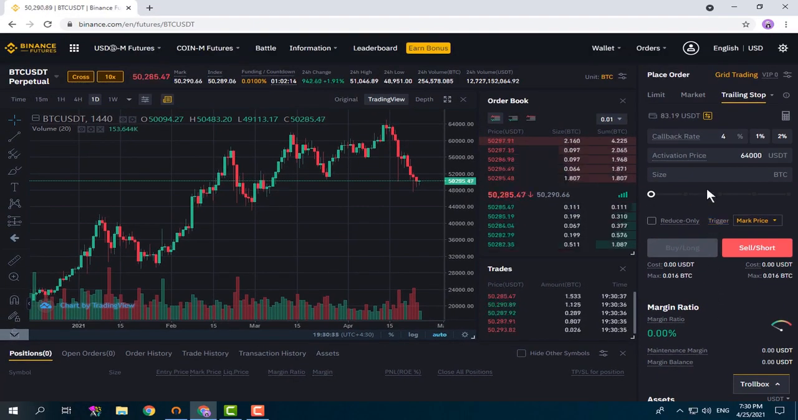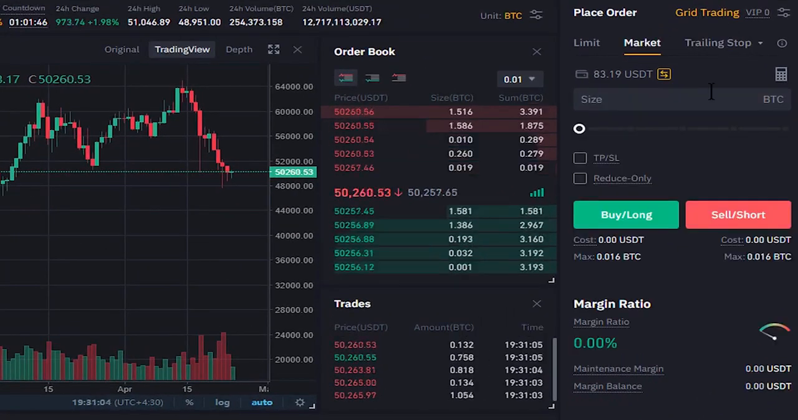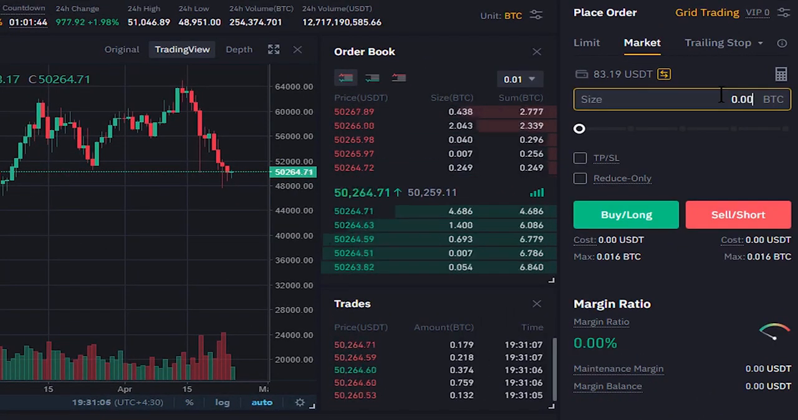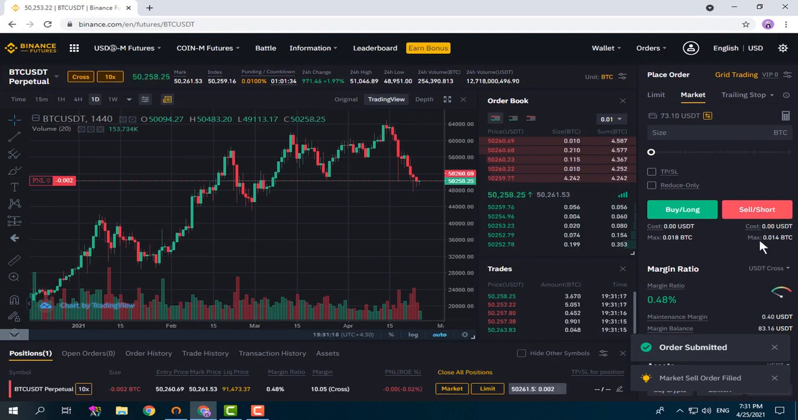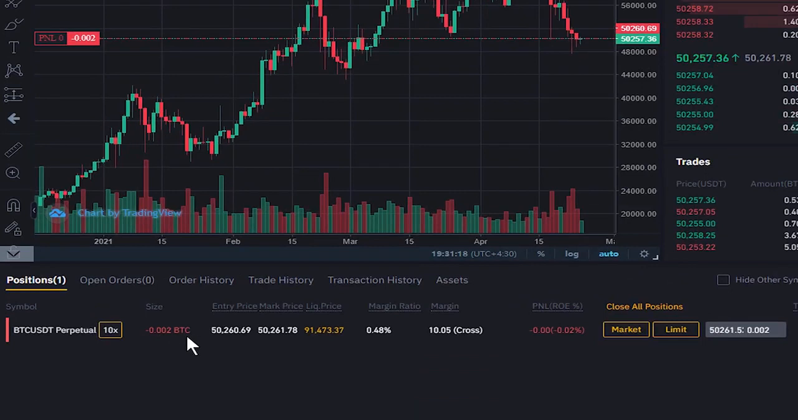Everything I explained is also true for short positions, but in the opposite direction. So I don't repeat everything here again, and I just give you an example to clarify how it works. First, let's open a short position with the help of a market order with the size 0.002, for example. We click on sell short, order submitted, and here it is, our short position.